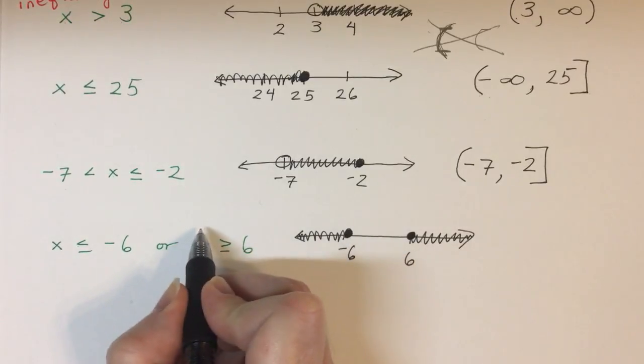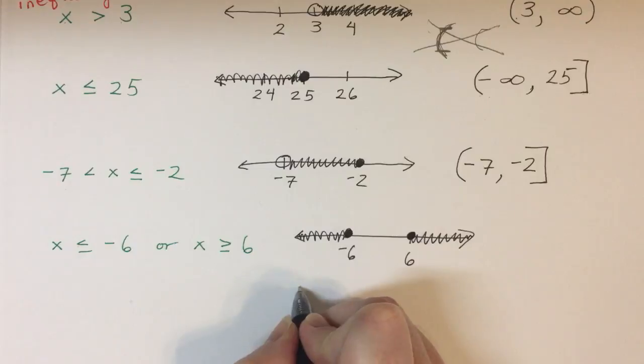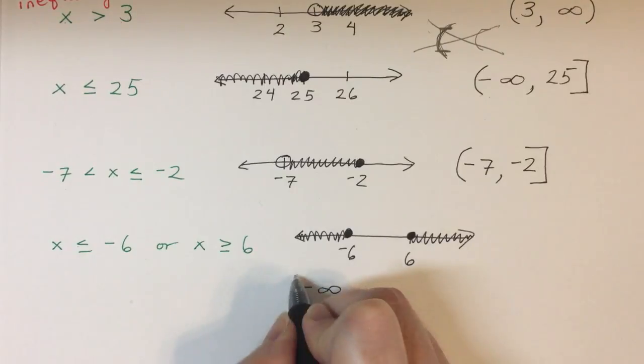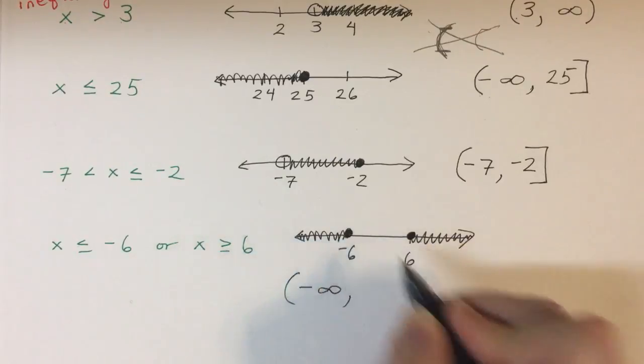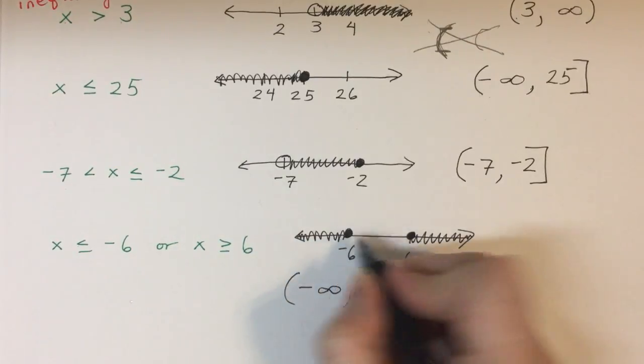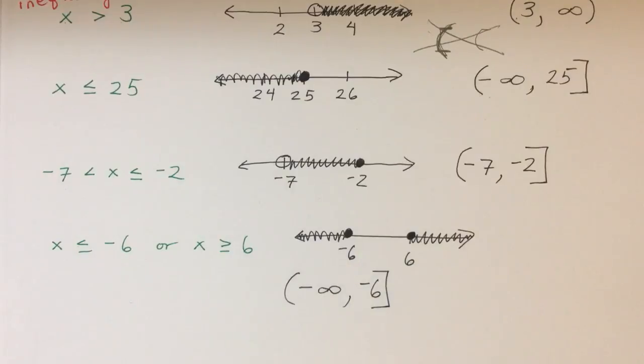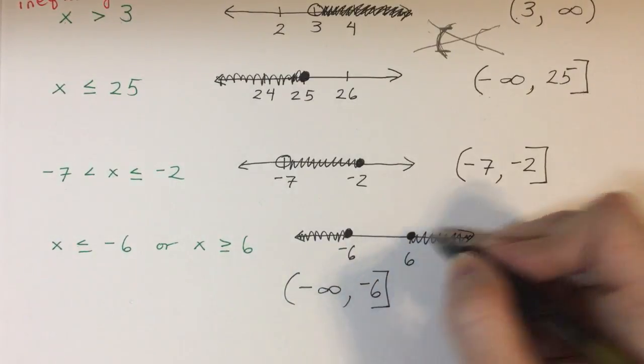Going to the interval notation, reading from left to right. My pen goes down at negative infinity. Infinity, always parentheses. I shade up until negative 6. Negative 6 is included, so bracket. Then I lift my pen. Then I put it down again.